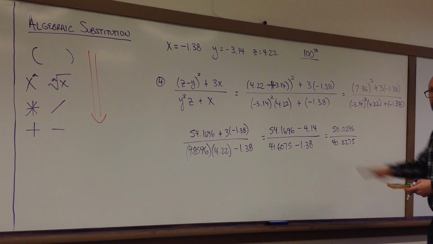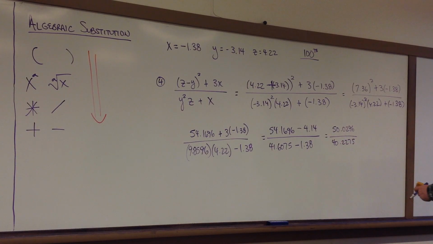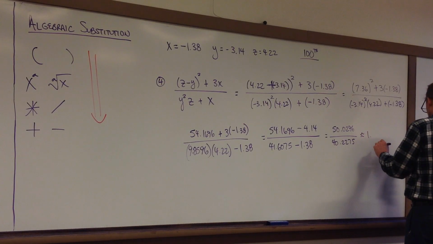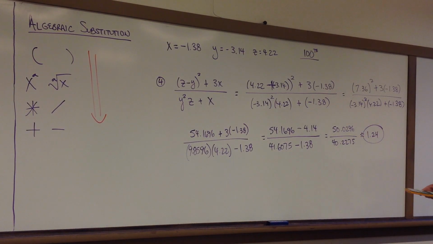It's always good to take a look at what you're doing to see whether or not these answers seem reasonable. And then we just got to divide. 50.0296 divided by 40.2275. And this comes out to be about 1.24, rounded to 2 decimal places.